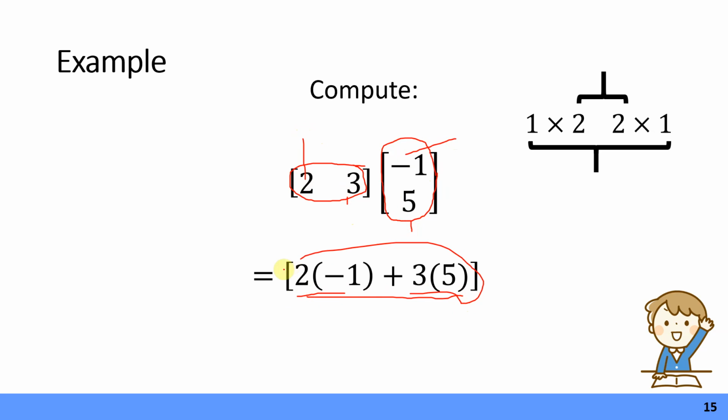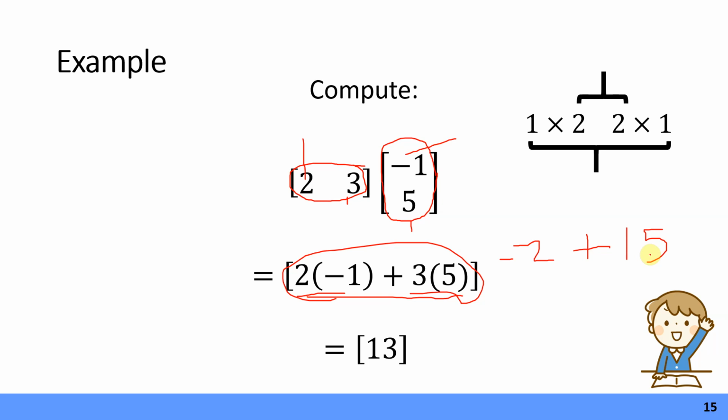2 times -1, you could put the whole thing in the calculator, but I'm just going to do it in my head. 2 times -1 is -2. Oh my goodness, -2, there you go. Plus 3 times 5 is 15. And then -2 plus 15 is 13. And voila, there you go. That's my answer to the multiplication of those two matrices.